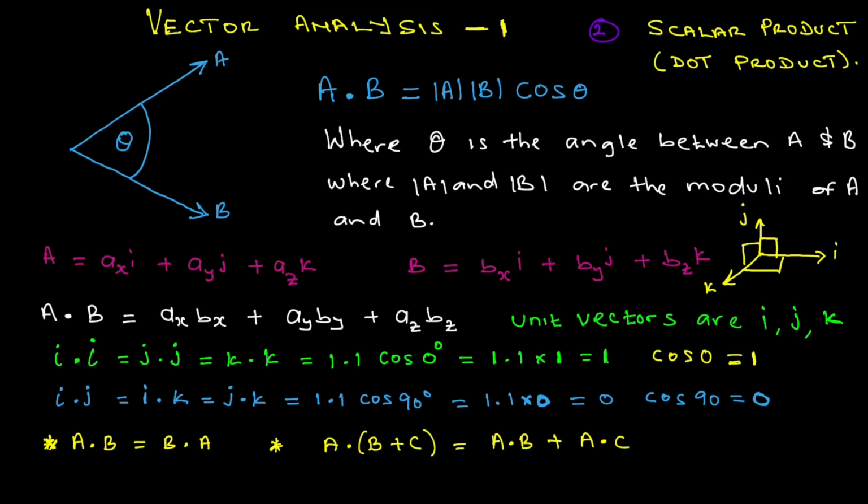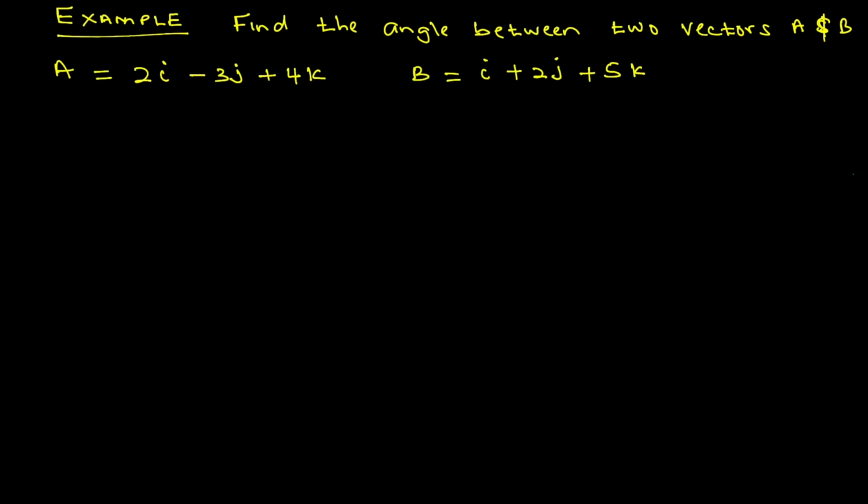Let's try an example with scalar product. Here's an example where we want to find the angle between two vectors A and B. Vector A has this value and vector B has that value. So the first thing we need to recognize is that we need to use the scalar product.